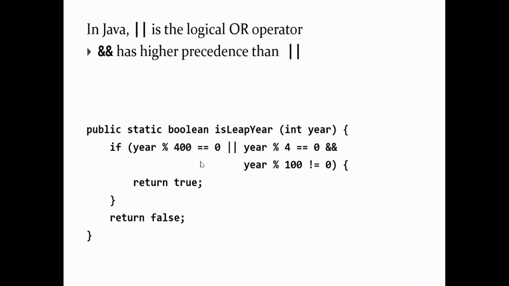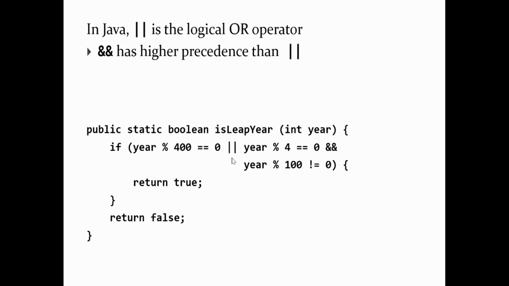Okay, so what is this funny percent operator here? The percent operator is the remainder operator in Java. So take the year, divide it by 400, compute the remainder. If the remainder is 0, then it's a leap year. If that's not true, so that's false.